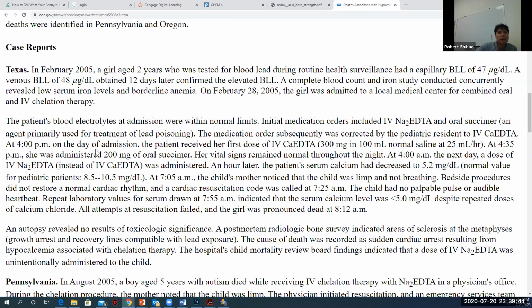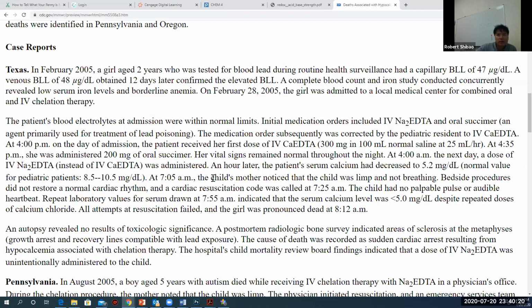At 4 p.m. on the day of admission, the patient received her first dose of intravenous calcium EDTA, 300 milligrams in 100 milliliters normal saline at 25 milliliters per hour. At 4:35 p.m., she was administered 200 milligrams of oral Sexamer. Her vital signs remained normal throughout the night. At 4 a.m. the next day, a dose of intravenous sodium EDTA instead of intravenous calcium EDTA was administered. An hour later, the patient's serum calcium had decreased to 5.2 milligrams per deciliter. Normal value for pediatric patients is 8.5 to 10.5 milligrams per deciliter.